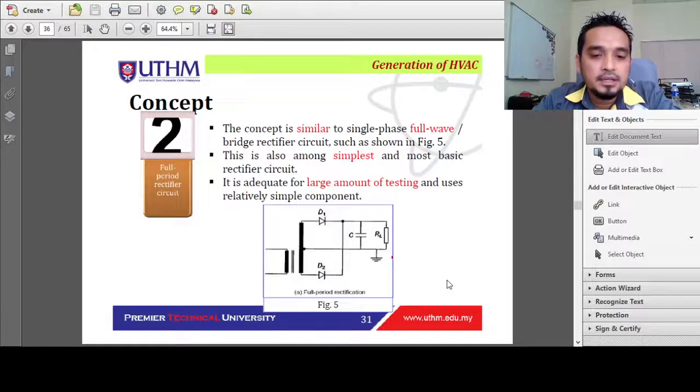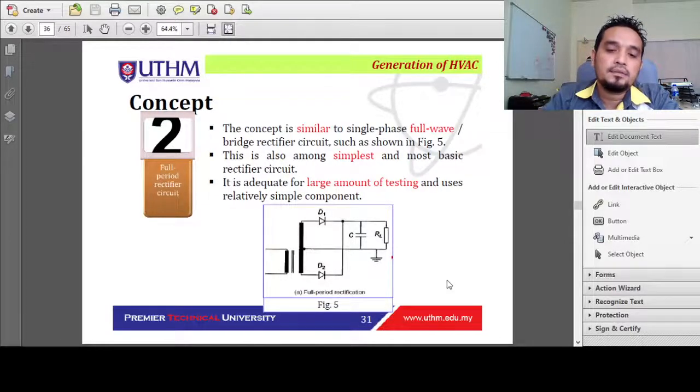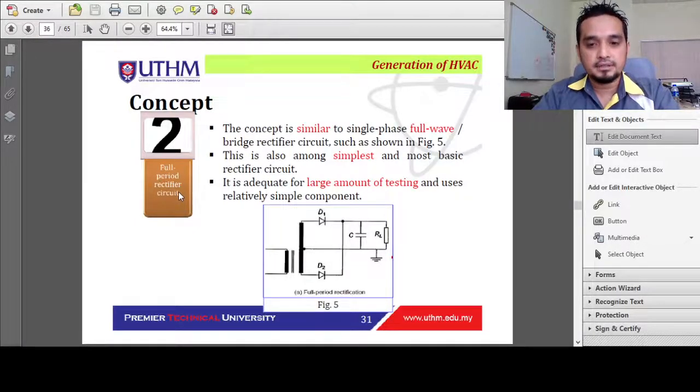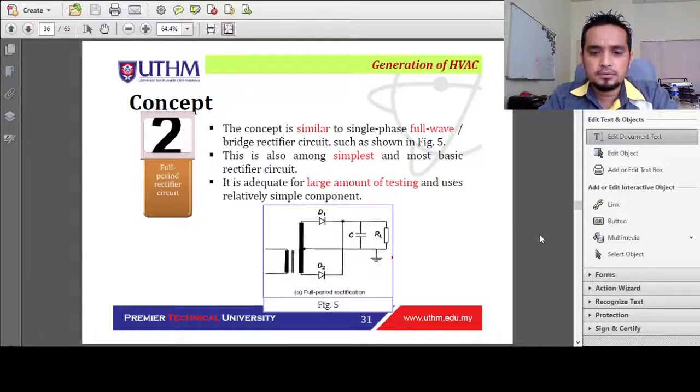Okay, how about the full period? Full period is just we have another diode. We include another diode here, D2, and we introduce this to the circuit, and this will give us a full period rectifier circuit. Okay, how to achieve this? During the positive cycle, the current will flow this way, and then during the negative cycle, it will conduct this way, and this one blocks.